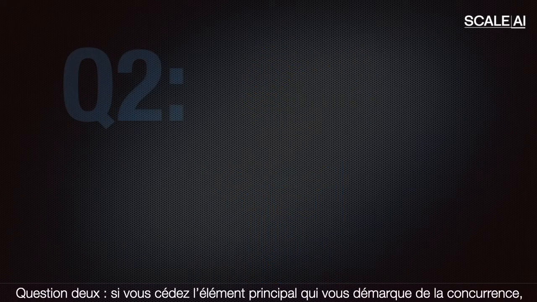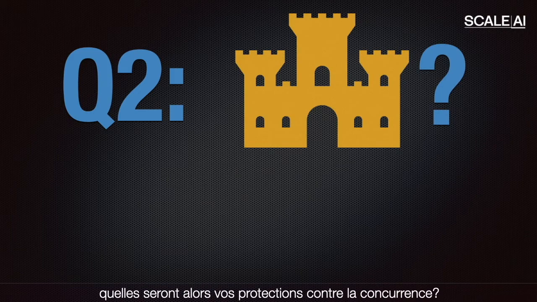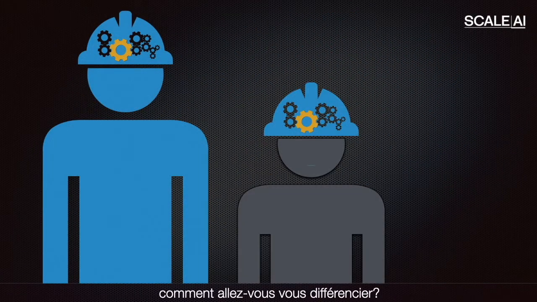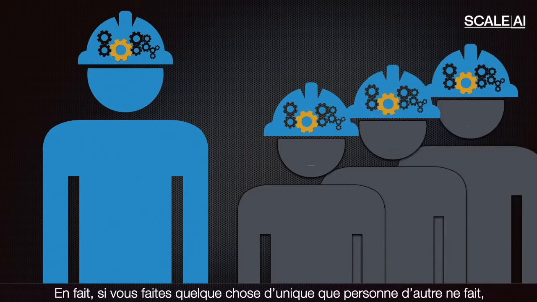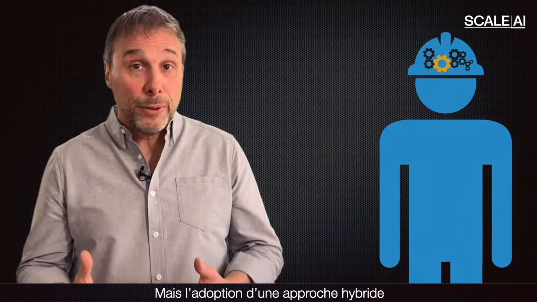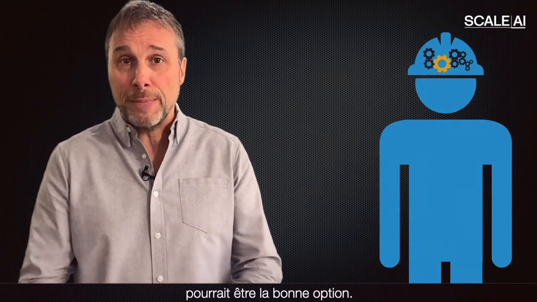The second question is, if you're giving away your key differentiator, then what's your competitive moat? If others can do the same thing, how are you going to differentiate yourself? The fact is, if you're doing something unique that no one else is doing, then open sourcing that may not help your business at all. But a hybrid approach of releasing open source and protecting IP could be a good option.